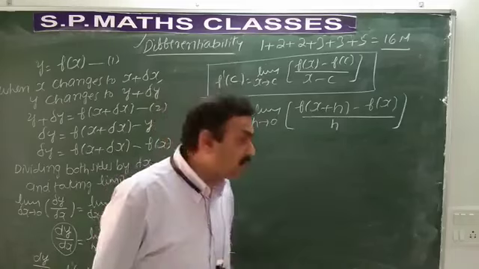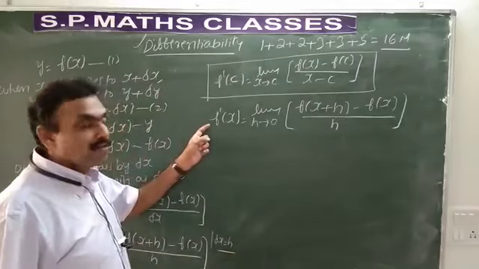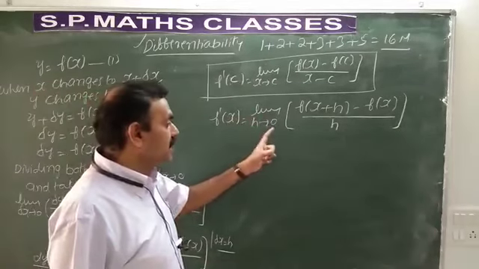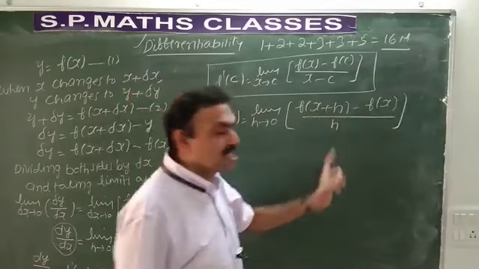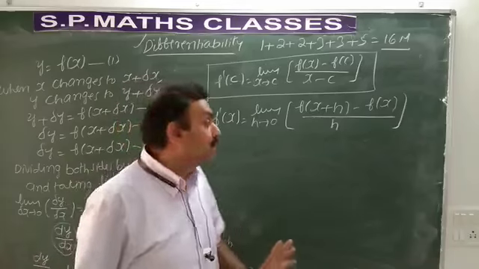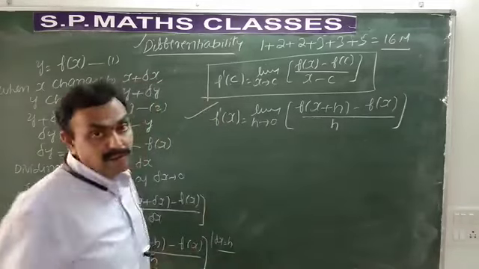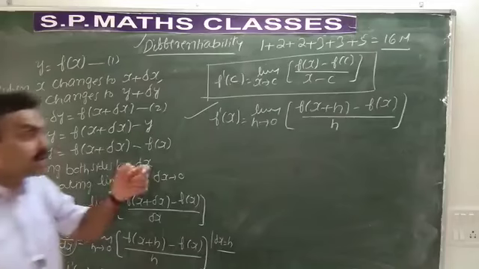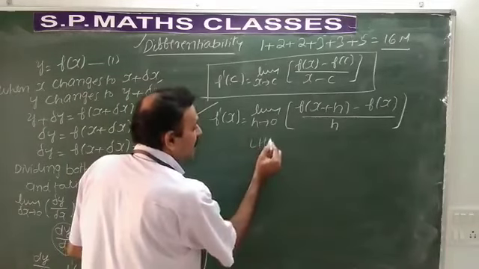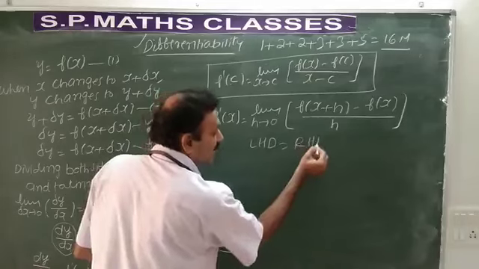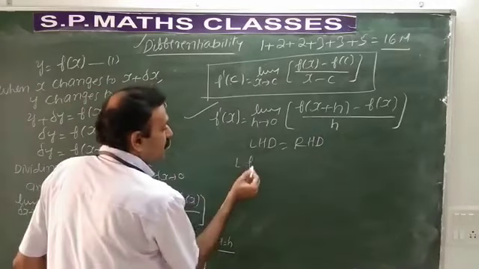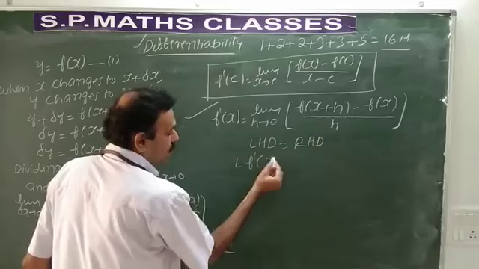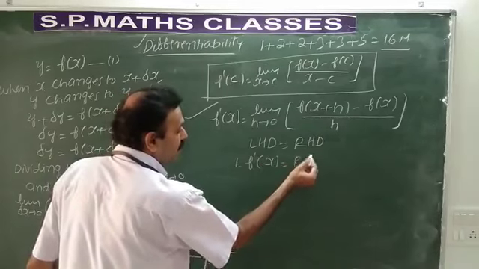What is the right hand derivative then? The right hand derivative of f dash of x will be limit as h tends to 0 plus, f of x plus h minus f of x divided by h only. The derivative of a function exists only when the left hand derivative is equal to the right hand derivative. If both approach the same value, then only the derivative exists.